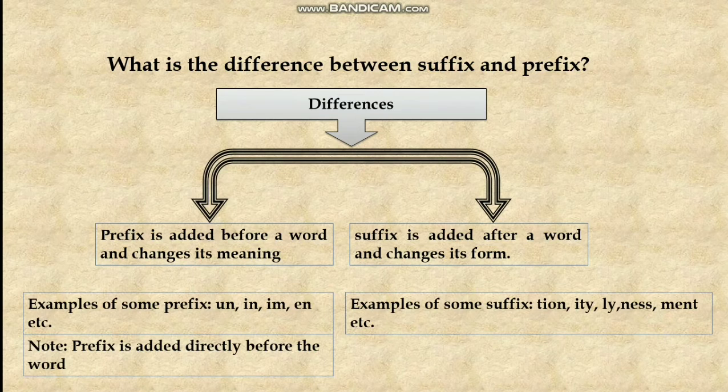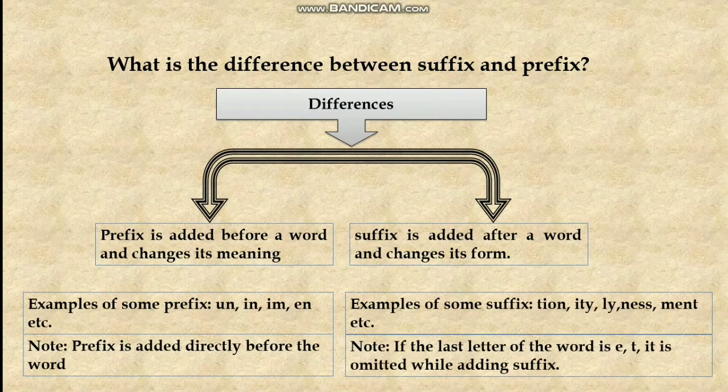Example of prefix: we can see the prefix is added directly before the word. And in case of suffix, some letters may be omitted while adding the suffix.